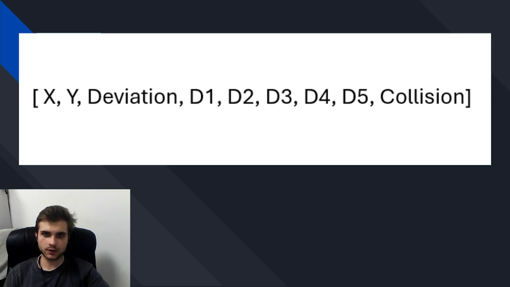We use x and y coordinates from the GPS, angular deviation from the target we get from the compass, 5 values from distance sensors, and also one value that shows if the robot is colliding with any object right now. Also, our DQN can choose from 3 possible actions: move forward, turn left, or turn right.